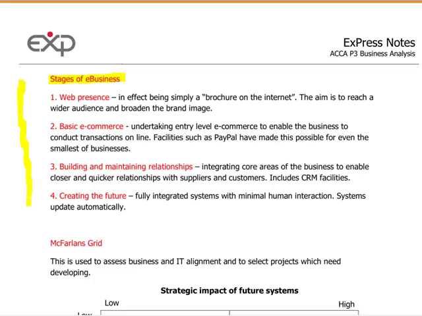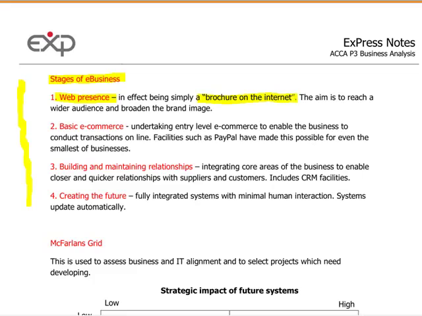The first step, a web presence. Okay, almost taken for granted now in today's business world. Every single company, no matter how large or small, every single organization, no matter how large or small, really should have a web presence, even if it is just a simple basic website. Now, the web presence here, in effect, is simply a brochure on the internet.